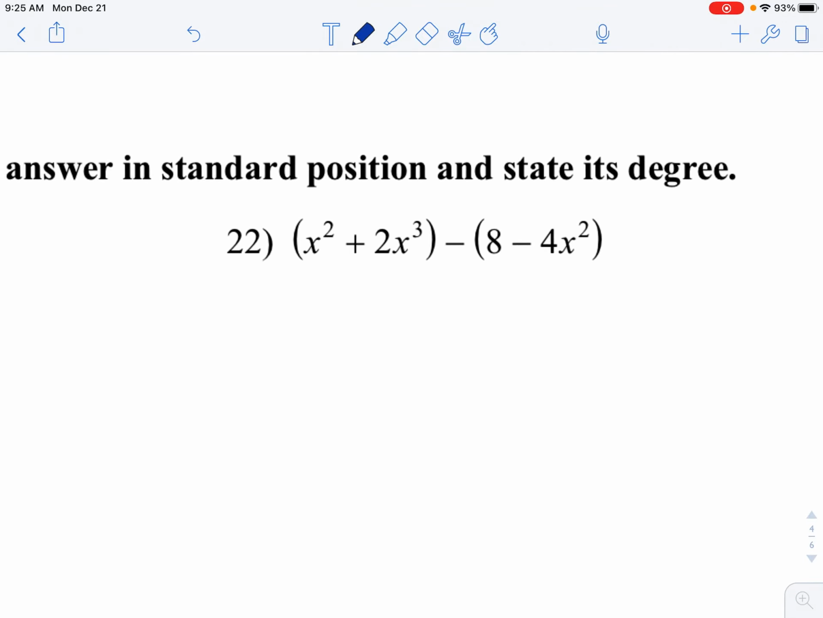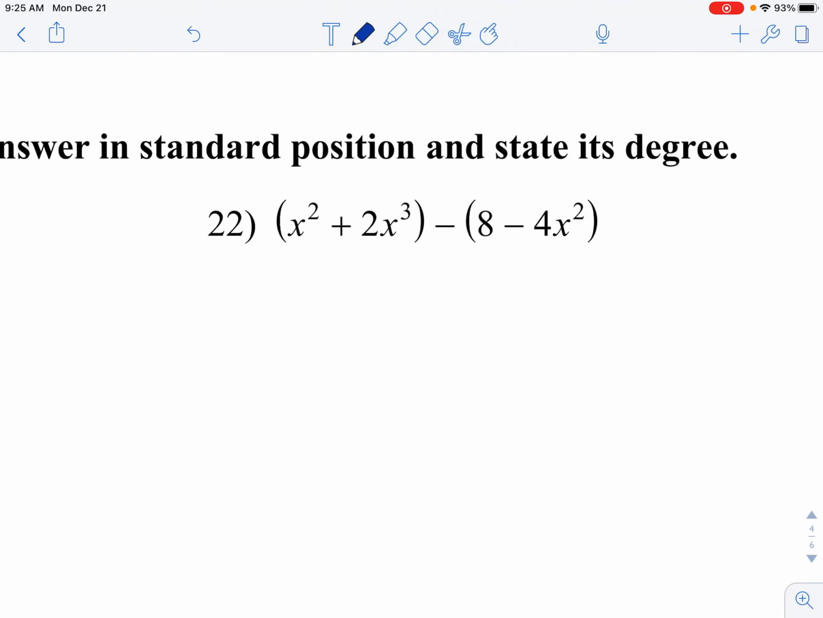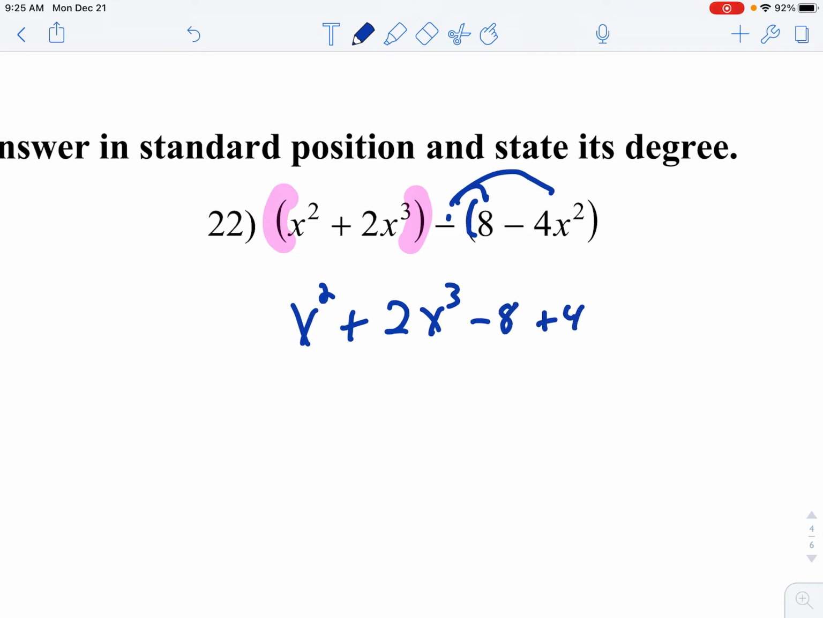Number 22. So this is a subtraction problem. Again, this first set of parentheses really does nothing. x squared plus 2x to the third. But with these parentheses, I do have to distribute the negative sign. That gives me negative 8 plus 4x. Remember, a negative times a negative equals a positive, so plus 4x squared.